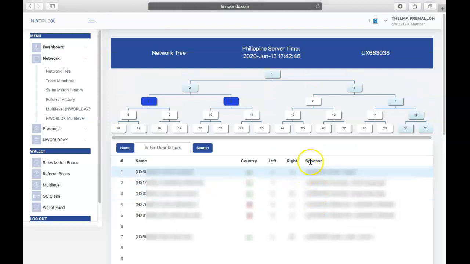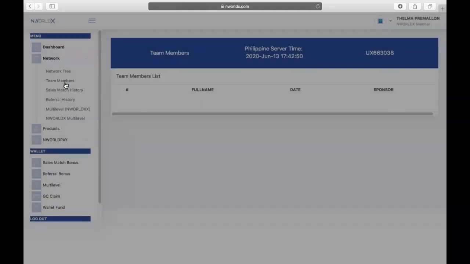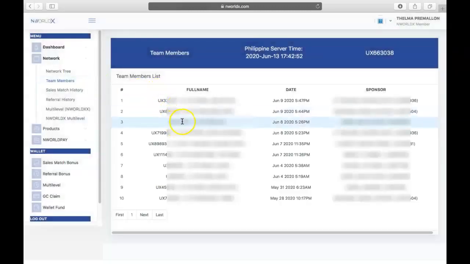Now let's proceed to team members. When you click it, you can find the chronological order of your new members. Our dashboard shows you 10 members per page. If you have more than 10 members, you can just click next.